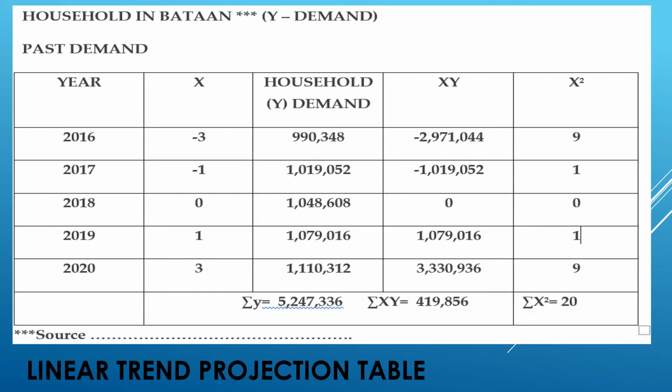Then, the value of X is the critical one, because we are the ones who will assign it. The XY, the fourth column, and the X squared, we are able to get once we know the value of X. Because you just have to multiply X with Y, and in the last column, you just have to multiply X by itself. So, how are we going to get the value of X?